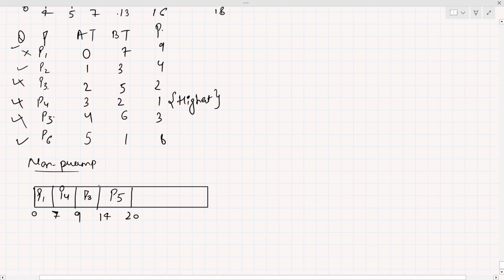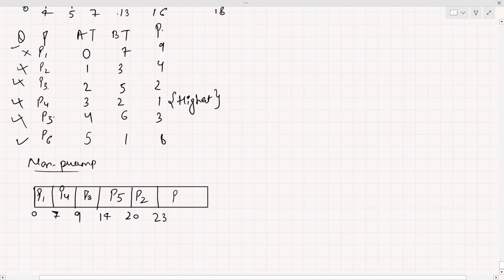Two processes left, P2 and P6. Among these two processes, the highest prioritized process is P2, because 4 is less than 8, and the lesser number has the higher priority. P2 will get the CPU. The burst time is 3. So 20 and 3 become 23. So P2 is also completed.